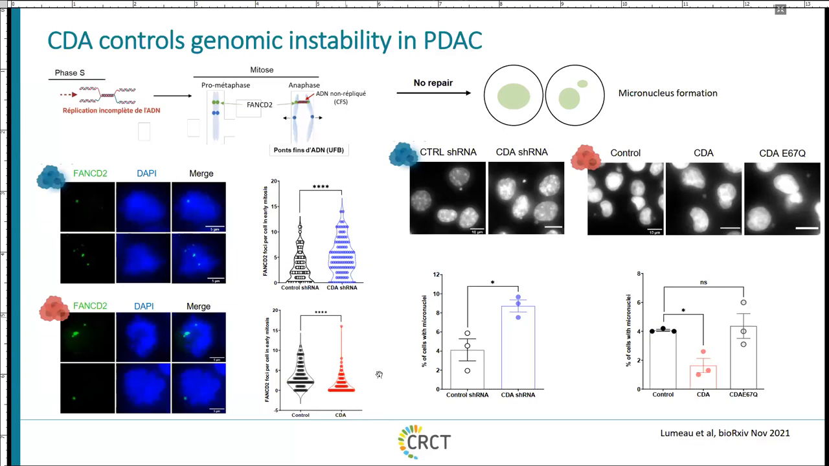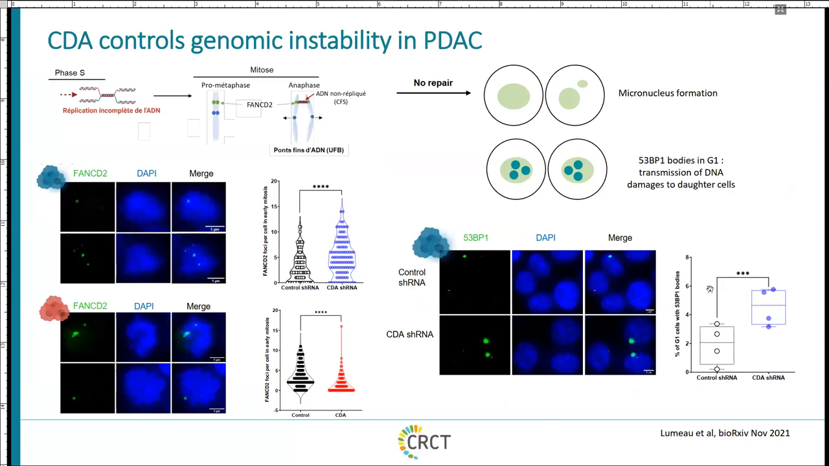And speaking of those micronuclei, it's on the right here. You can see them, the small white spots, when staining with DAPI, they are outside the nucleus. And when you count those micronuclei, they are going up when we are inhibiting CDA expression. And on the right, they are going down when we are overexpressing CDA. And once again, the expression of a catalytically inactive mutant of the enzyme is doing nothing, showing that everything is due to the deaminase function of the enzyme. Next slide, please.